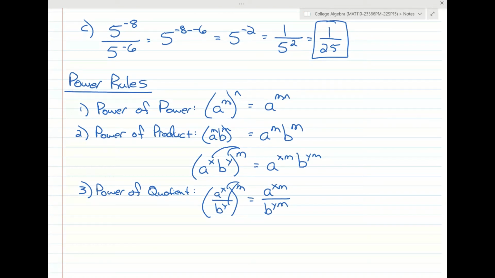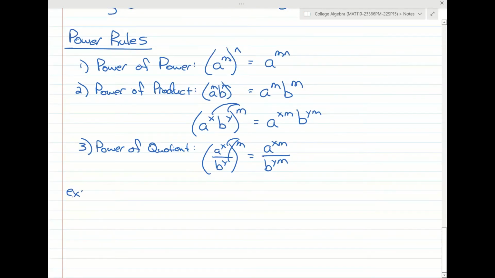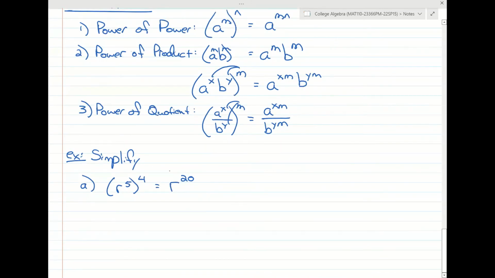Okay, so let's do some examples. The directions will be to simplify. And say if we had r to the 5th to the 4th power, you would just do r to the 20th. 5 times 4 is 20. That's an easy example.